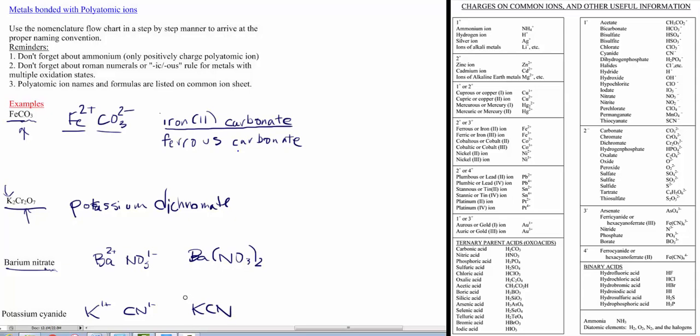And that's pretty much all there is to it. Name the cation, name the anion, paying attention to the special cases in which the cation might have multiple oxidation states, or that anion may be a polyatomic species.